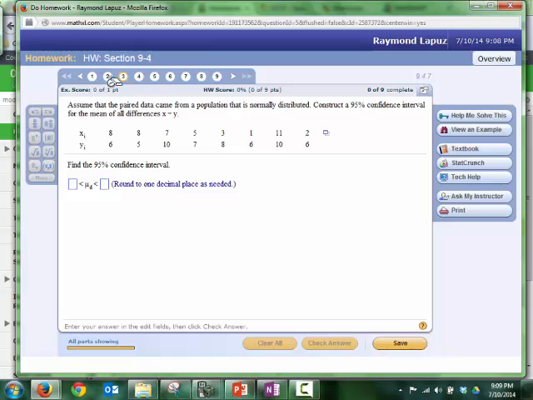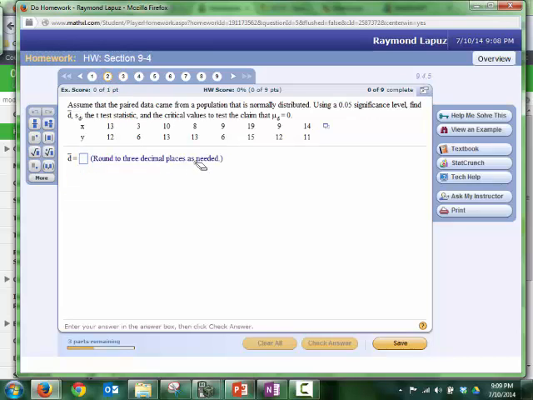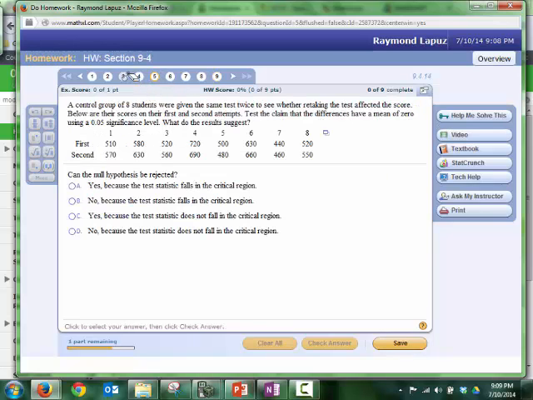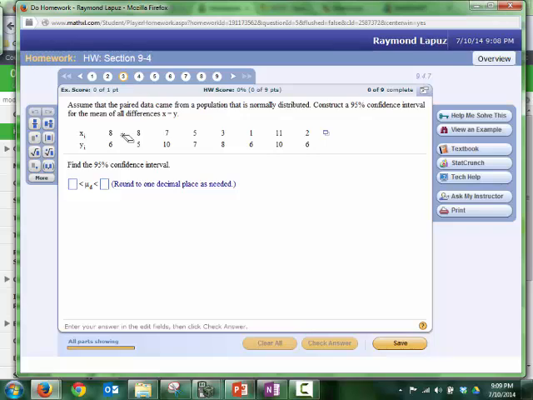1, 2. I guess they all have 8. All right, these are easier numbers to put in. So this is a confidence interval problem. Let's prepend it with a hypothesis test problem.